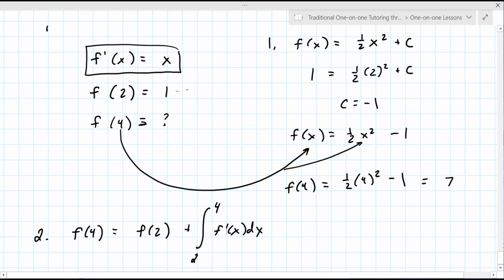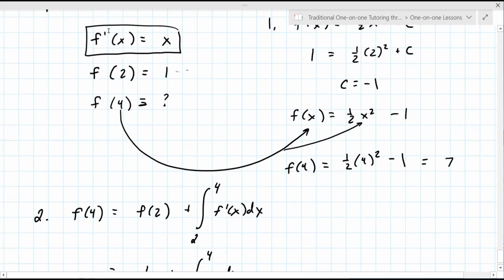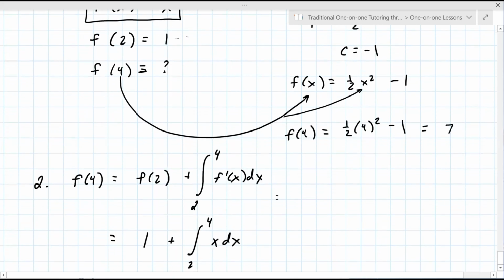All right, so now let's just substitute. No, we don't. This is a completely separate problem. We're going to get this answer. This is the integral from 2 to 4 of x dx. Wait, how do you know it's x? Because it's given. Okay, so there are two ways to do this problem.